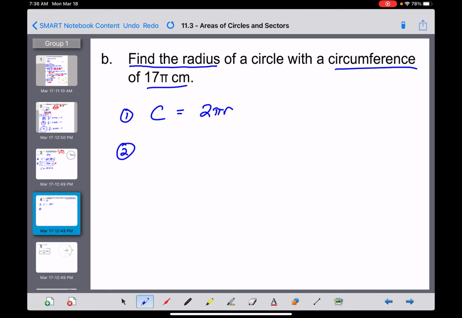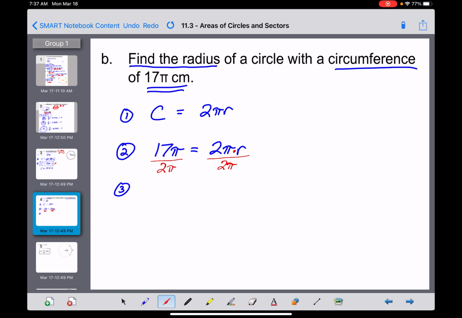Step 2, fill in what you know. Our circumference is 17 pi, so that goes over here on the left, and that equals 2 times pi, and we don't know what r is, so we just leave that as an r. And then in step 3, we solve this equation. So here, we're trying to get r by itself. So what's happening to r right now? It is being multiplied by 2 pi, so we're going to divide both sides by 2 pi.